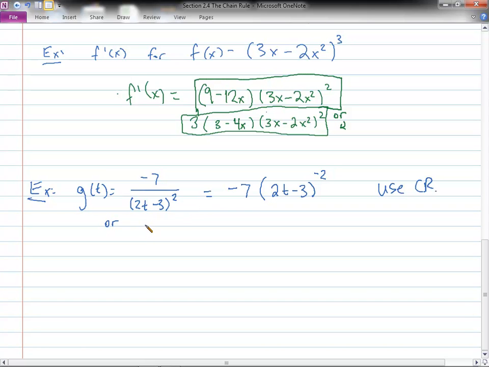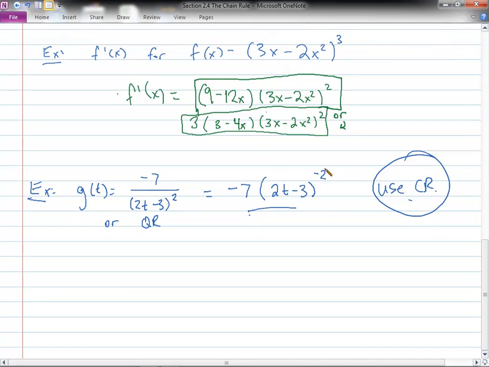Alternatively, again, what I suggested before is you could use the quotient rule. The quotient rule would give us the same answer. However, it's going to be messier in general. So anytime I can rewrite this as just a coefficient times a quantity, like 2t minus 3 all raised to the negative 2, that's going to be my better option. So let's do that. Let's use the chain rule to evaluate the derivative for this function g of t.